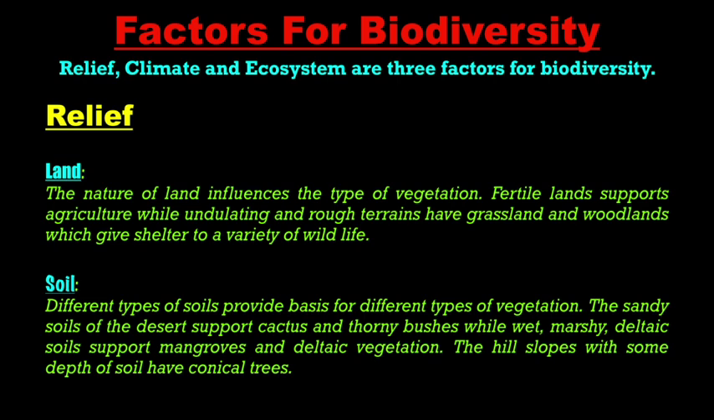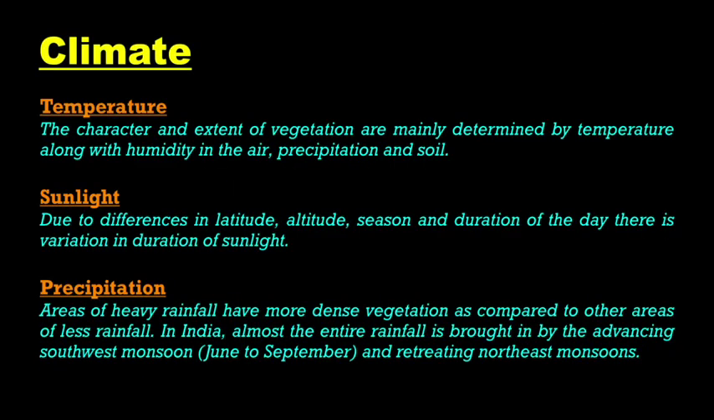Second is soil. The different types of soils provide basis for the different types of vegetation, of course. The sandy soils of the desert support cactus and thorny bushes just like aloe vera, while the wet marshy deltaic soils support the mangroves, for example sundri tree, and the deltaic vegetation. The hill slopes with some depth of soil have the conical trees.